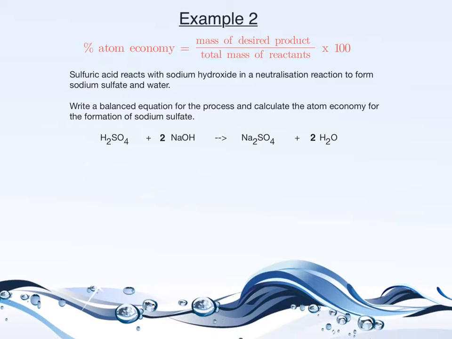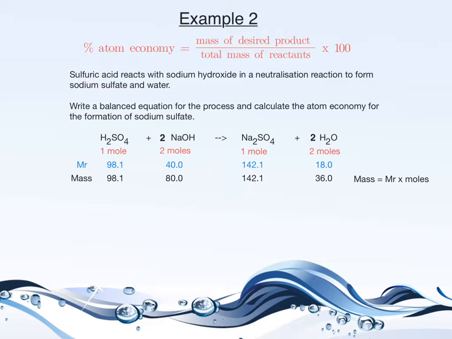The next step is to look at the mole ratio to decide how many moles of each reactant and product we have. For this equation, we have 1 mole of sulfuric acid, 2 moles of sodium hydroxide, 1 mole of sodium sulfate, and 2 moles of water. The next step is to work out the MR of each reactant and product, and then use the MR and the moles to work out the mass of each.